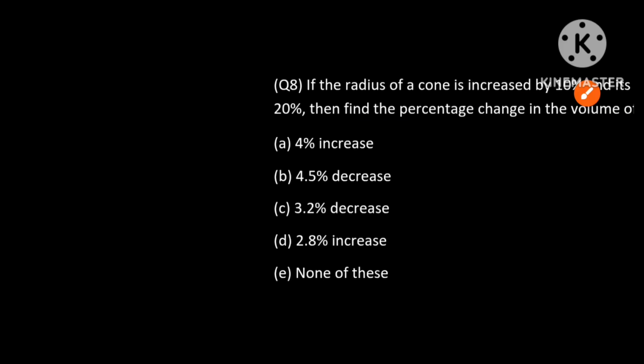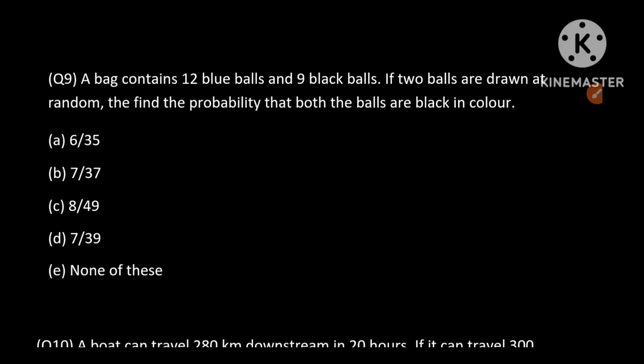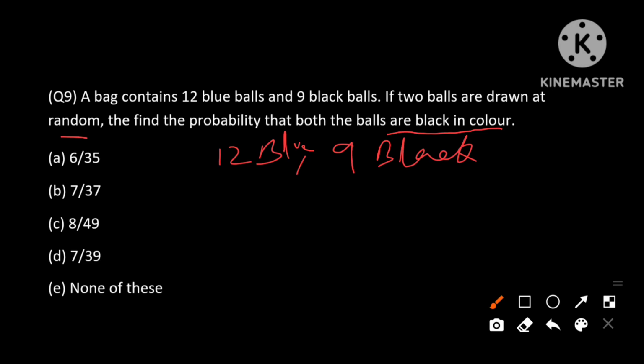Next question. There are 12 blue balls and 9 black balls. If 2 balls are drawn at random, find the probability that the balls are black in color. So 2 balls are drawn at random and both must be black, meaning from 9 we need to choose 2 blacks.